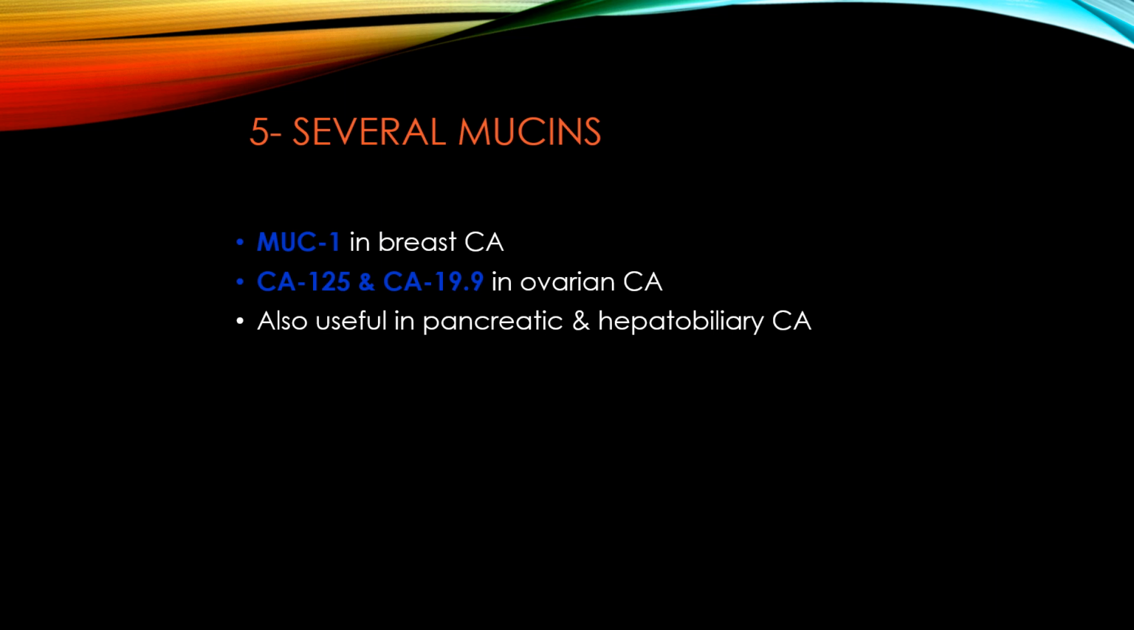Other tumor markers that can be used are the mucins, like MUC1, which is from mucin 1, in breast cancer. Also, we have the CA125 and CA199, which is seen in ovarian carcinoma. And those also are useful in pancreatic and hepatobiliary carcinomas. So those will be elevated in pancreatic and hepatobiliary carcinoma. That brings us back to what we said about tumor markers, that they are not entirely specific. So tumor markers can be elevated in different types of malignancies.